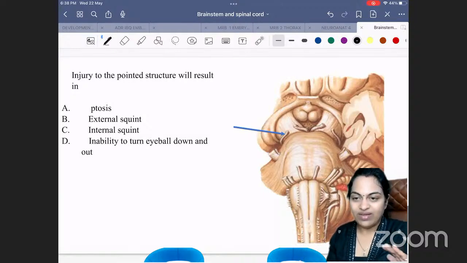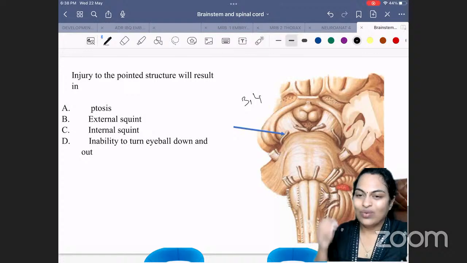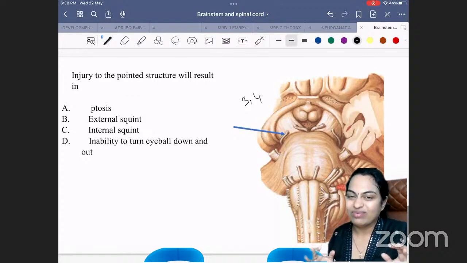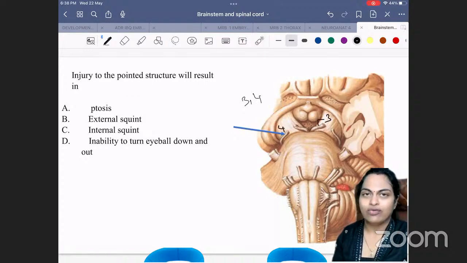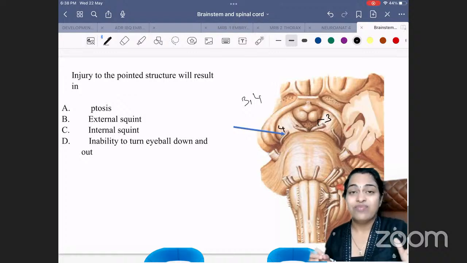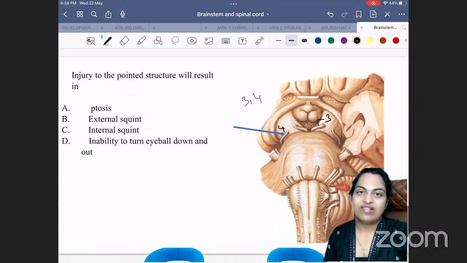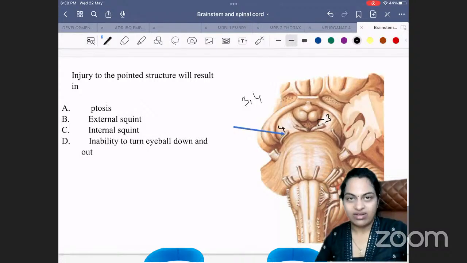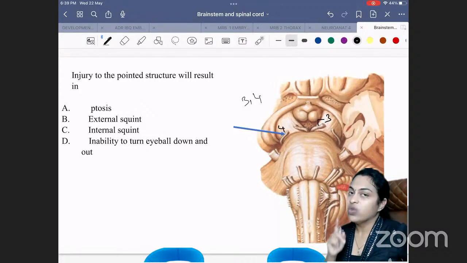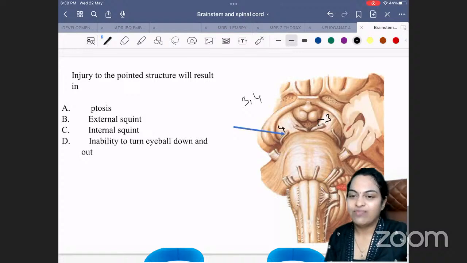We are done with the pons and the medulla; now we are going to the midbrain. What are the cranial nerves related to the midbrain? 3 and 4. Which cranial nerve could be pointed out? This one is the third nerve, and this is the fourth nerve. The fourth nerve, again an MCQ, is the only cranial nerve that exits from the dorsal aspect of the brainstem. We saw every other nerve coming from the ventral surface, but the fourth cranial nerve is the only one which exits from the dorsal aspect. That is one MCQ.